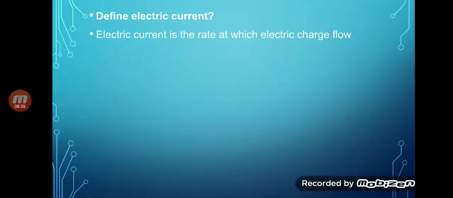Next we have, define electric current. Electric current is the rate at which electric charge flows. Rate means speed. So it is the speed at which electric charge or electrons flow. Simply, electric current is the rate at which electrons flow. I have explained this in the video, so go and watch the video. It will help you to understand this because it is a very elaborate question.